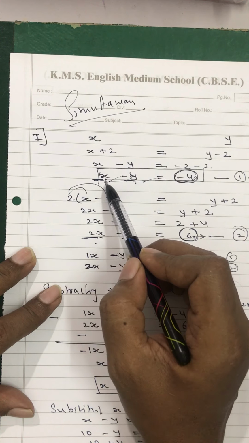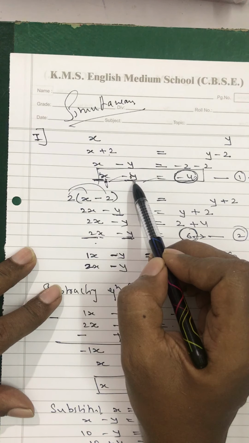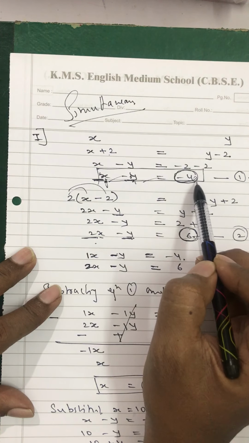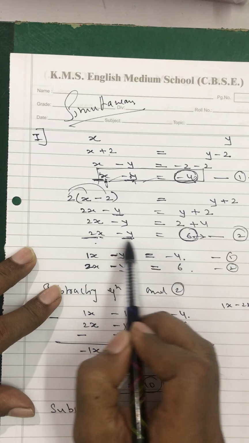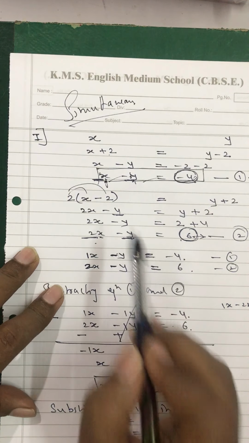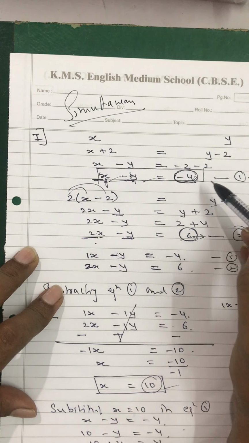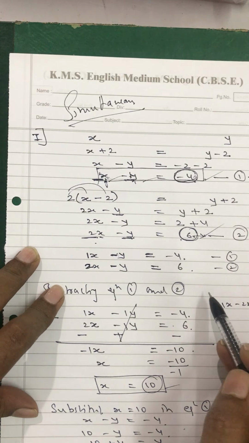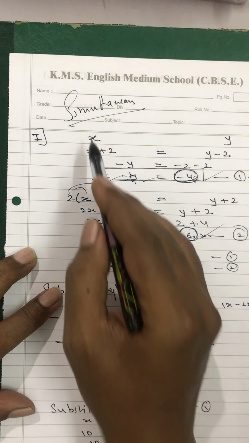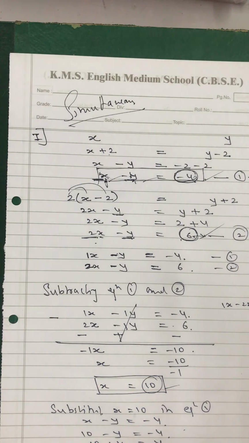X is equal to 10 and y is equal to 14 is true to satisfy this equation, and is also true to satisfy this equation. This value of x is equal to 10 and y is equal to 14 is simultaneously satisfying equation 1 and equation 2. That's why they are called simultaneous linear equations in 2 variables, or simultaneous equations.